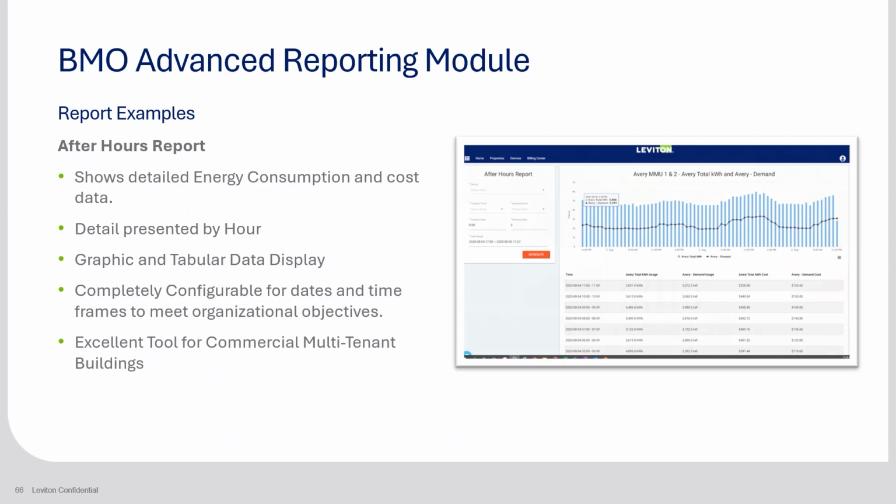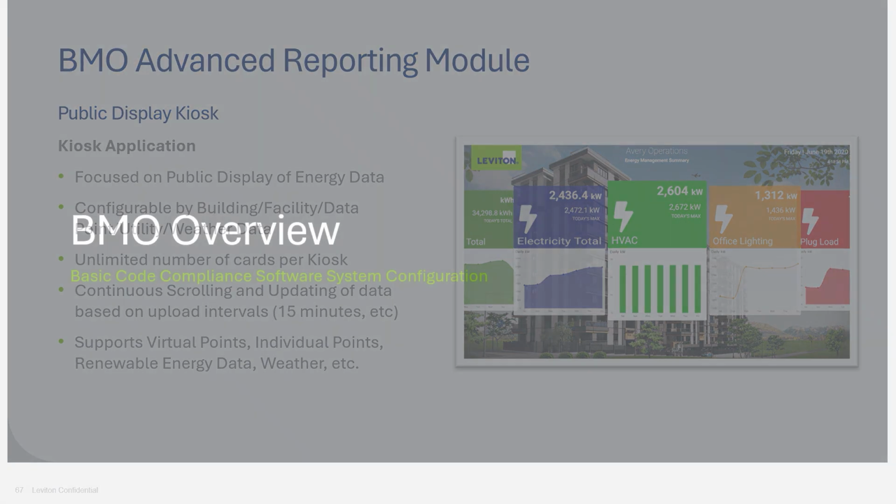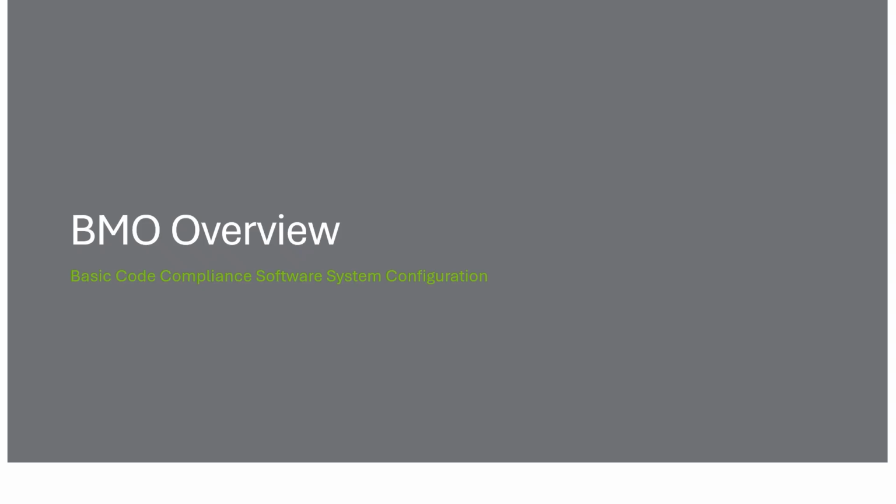This is a closer look at the kiosk display. It is primarily used as a public display option to promote building efficiency. It consists of a user-defined list of cards which rotate continuously across the screen. The data is generally based on the selected 15-minute interval data, and it can be pulled from individual data points, virtual meter points, or any other available system data. The following is a quick review of the core features and how they are configured to fulfill the core code compliant requirements.